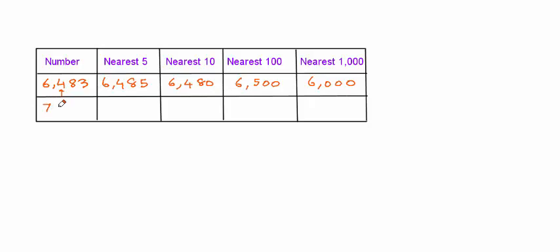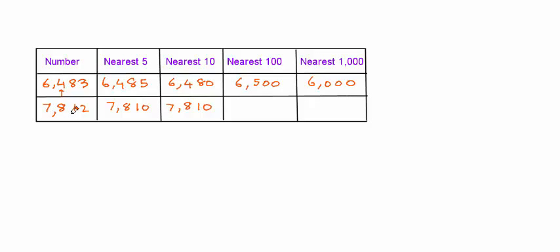Similarly, 7812 to the nearest 5 is 7810, because 12 is closer to 10 than to 15. To the nearest 10 is 7810 again. If you look at this tens place, there's a 2 next to it, so the 1 stays a 1, the 2 changes to a 0, everything before it stays the same.